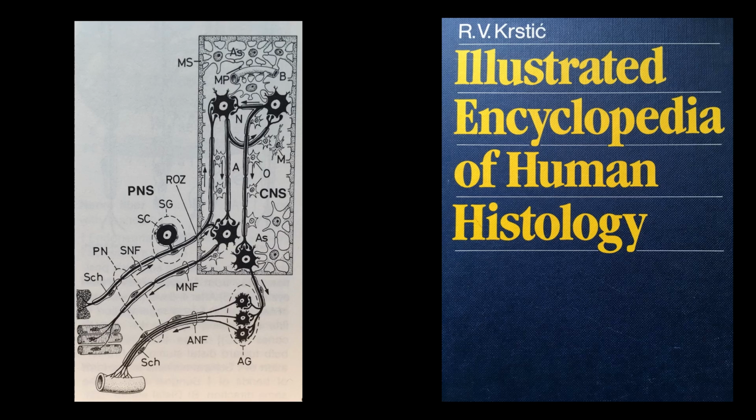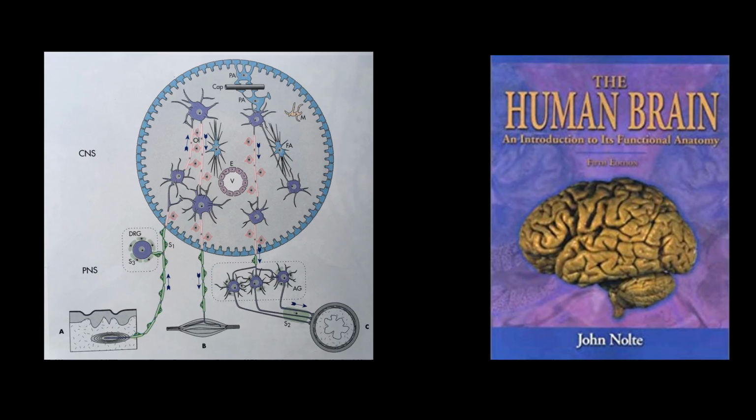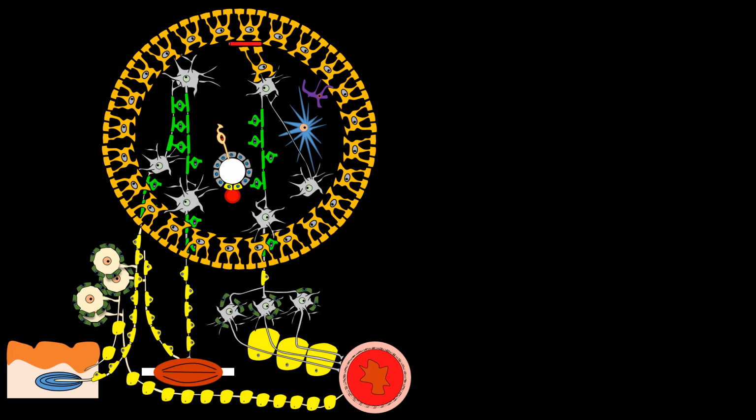The drawing we will use to guide the initial section of this talk is based on a drawing published in 1984 in the Illustrated Encyclopedia of Human Histology, and many years later reproduced with some modifications in Nolte's The Human Brain book. Both are great books to have for those interested in the subject of neuroanatomy. The drawing in this frame is based on those previous drawings. The drawing looks complicated, but it will become clear to you as we introduce each component one at a time.